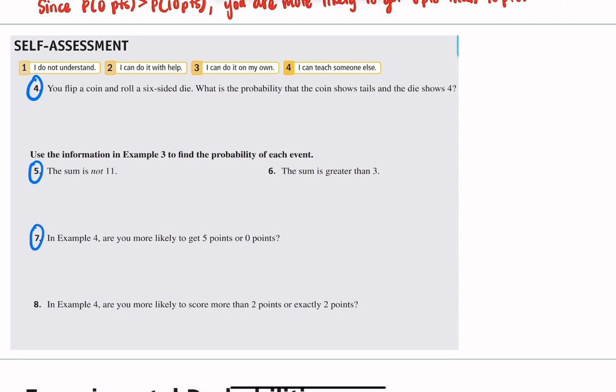All right, number 4. You flip a coin and roll a 6-sided die. So that means that I can get heads or tails, or I can get 1, 2, 3, 4, 5, 6. Hopefully you've noticed that you can multiply those to find your sample space, your number of possible outcomes. So I would find that I can get 12 possible outcomes here for number 4. What is the probability that the coin shows tails and the die shows 4? I know that there's only going to be one possible outcome where that happens. So the probability of that happening, T4, is 1 out of the 12 possible outcomes.